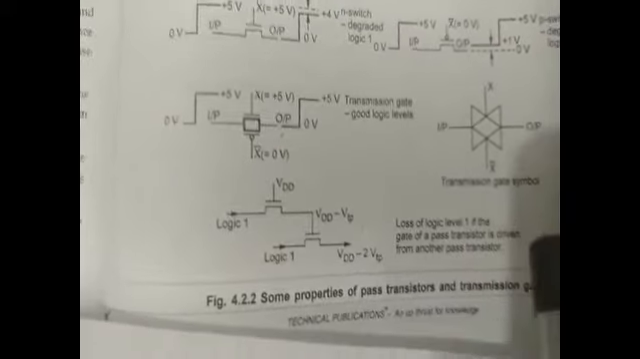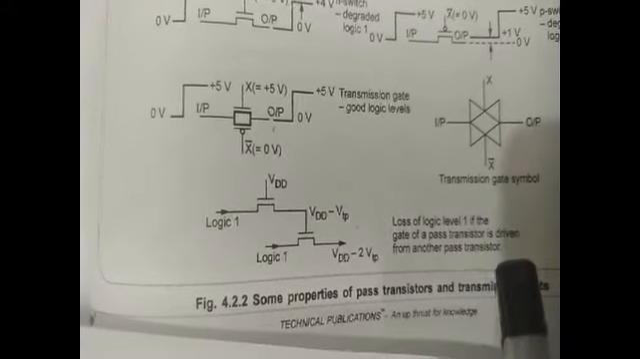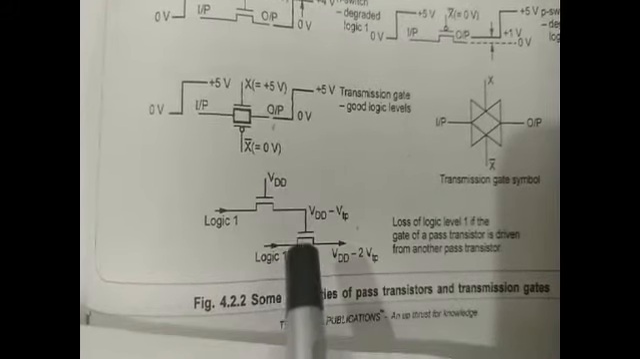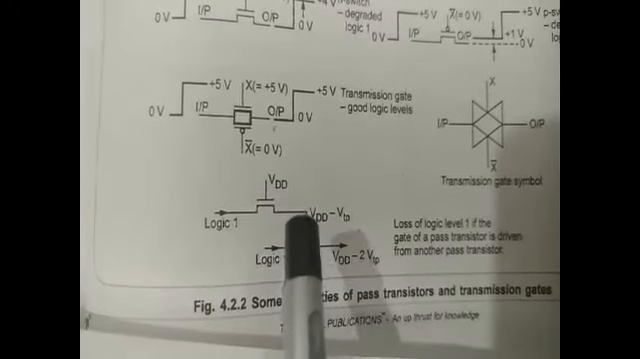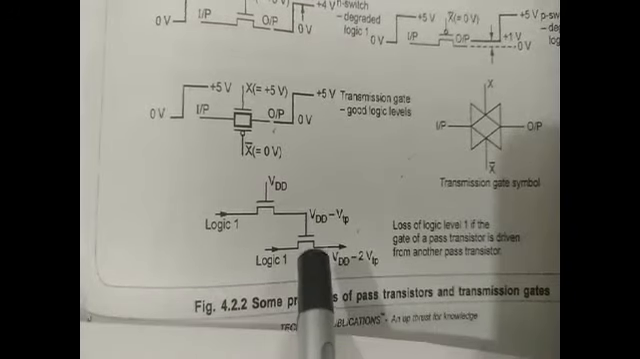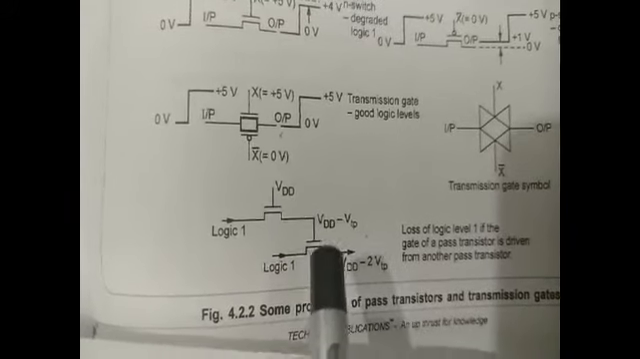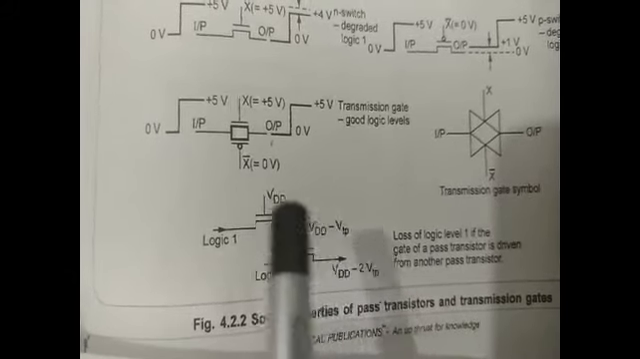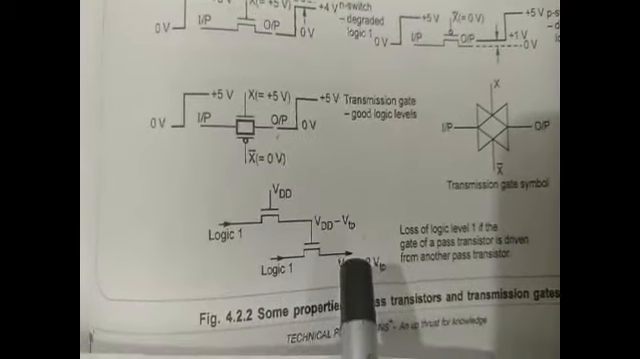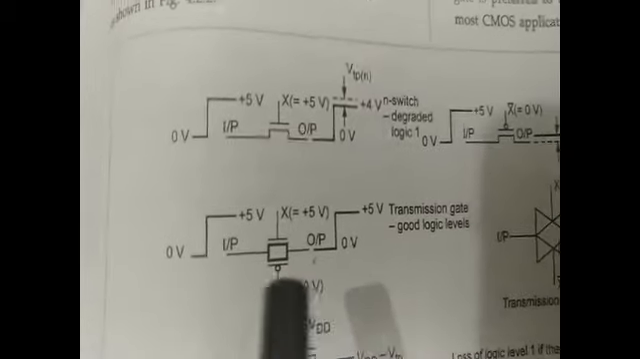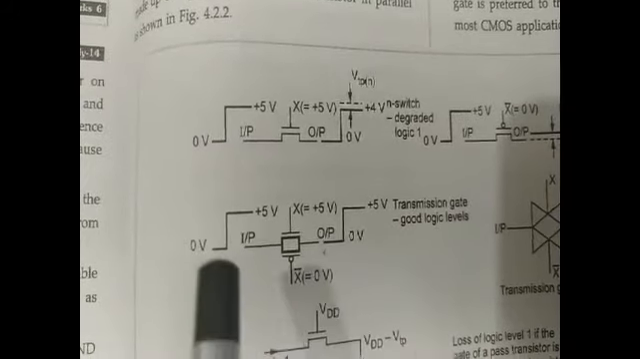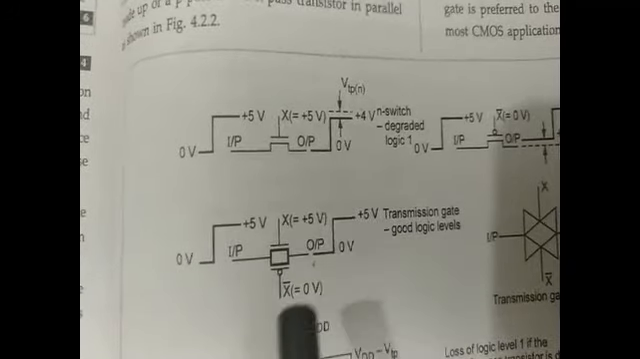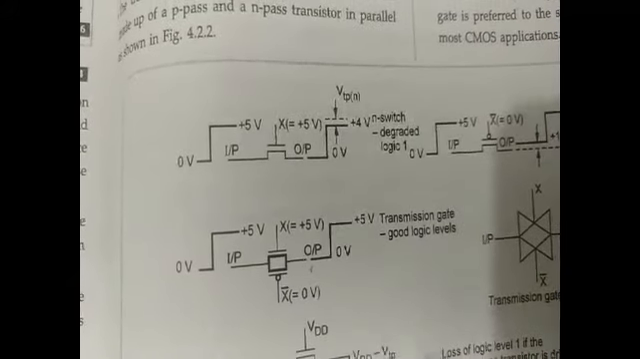So what we get here is loss of logic level 1 if the gate of a pass transistor is driven from another pass transistor. The output of this one is acting as the input, so this pass transistor is being driven from another pass transistor. Obviously there will be a voltage drop from one FET to another FET. To overcome this, we go for the transmission gate, where we get exactly the output without any threshold voltage drop when both NFET and PFET are in the on state.